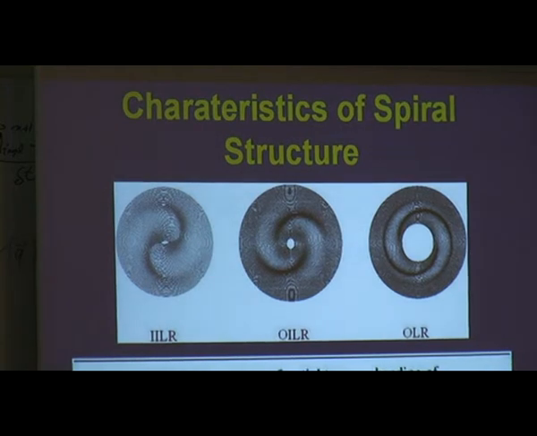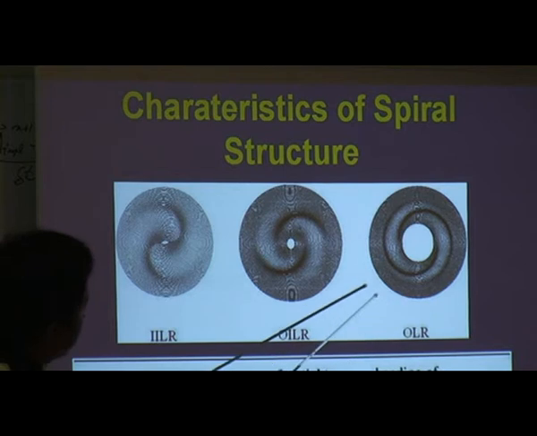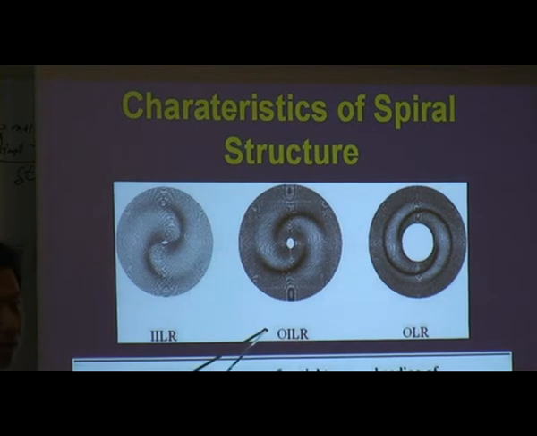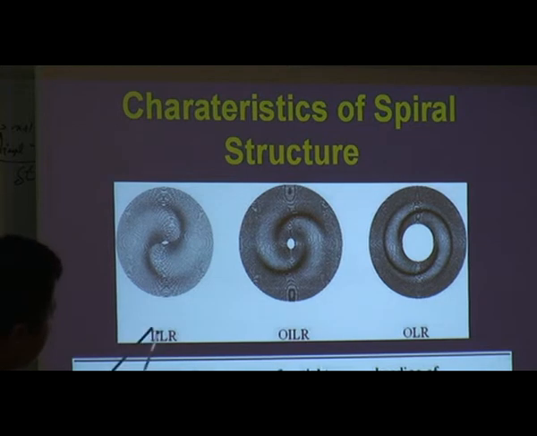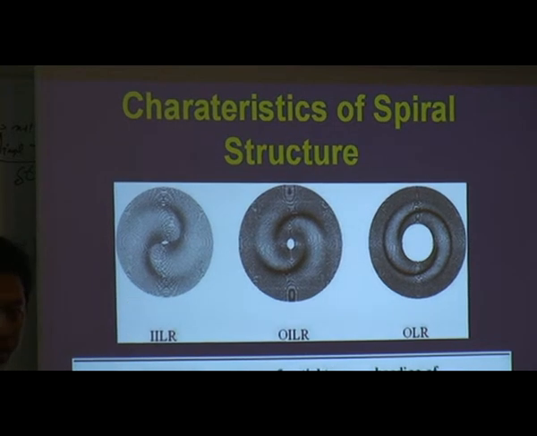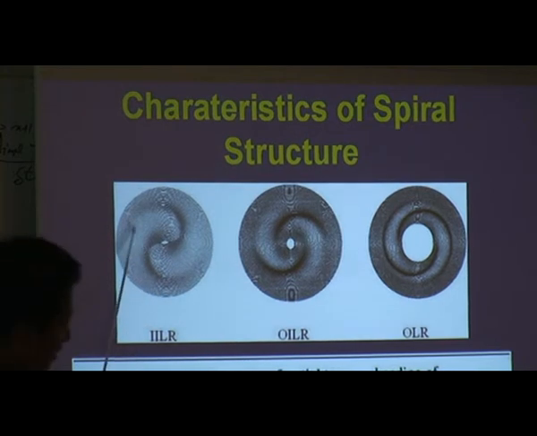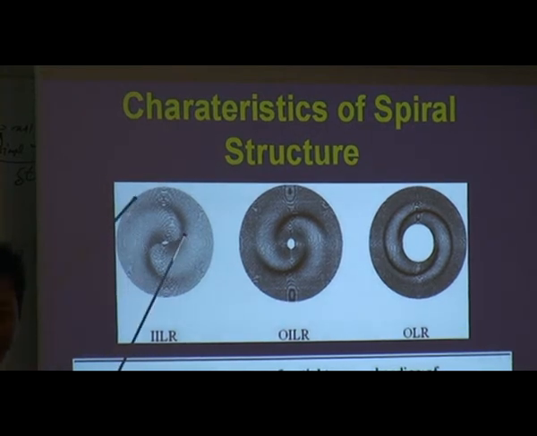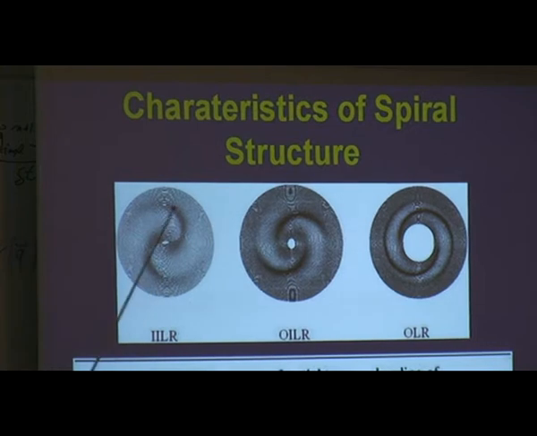First is both OLR and OILR produce trailing spiral arms, and IILR can produce a leading spiral structure. But these are not really observed because it exists at the very center of the galaxy. So whether this structure can exist is still questionable. But in the theory, it is predicted it can be generated. Also in the simulation, actually.